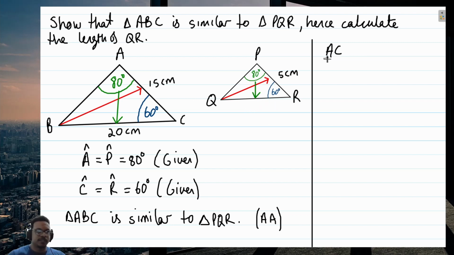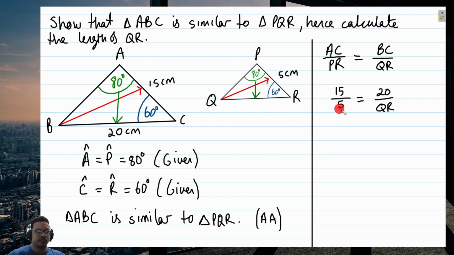I'll put AC over PR. That's because I know the length of AC and I know the length of PR, and AC and PR are corresponding sides. Then I'll put it equal to my next two corresponding sides, which will be BC and QR. So I'll write BC divided by QR. Now I'll put in the lengths of the sides. So AC is 15, PR is 5, and that's equal to BC, which is 20, divided by QR, which is what we want to find.